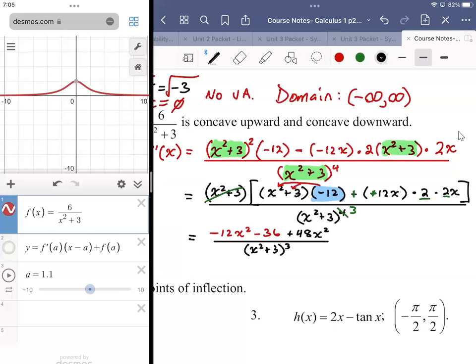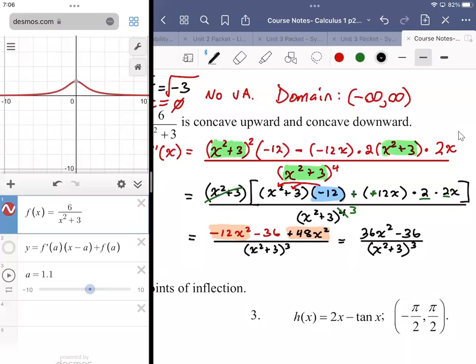Clean it up a smidge more here. We have some like terms. These two bad boys, right? So we're talking 36x squared minus 36 over that denominator.